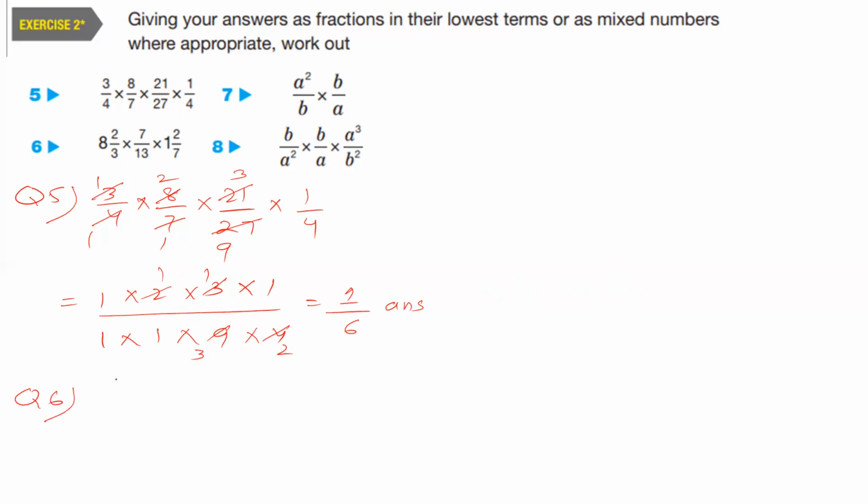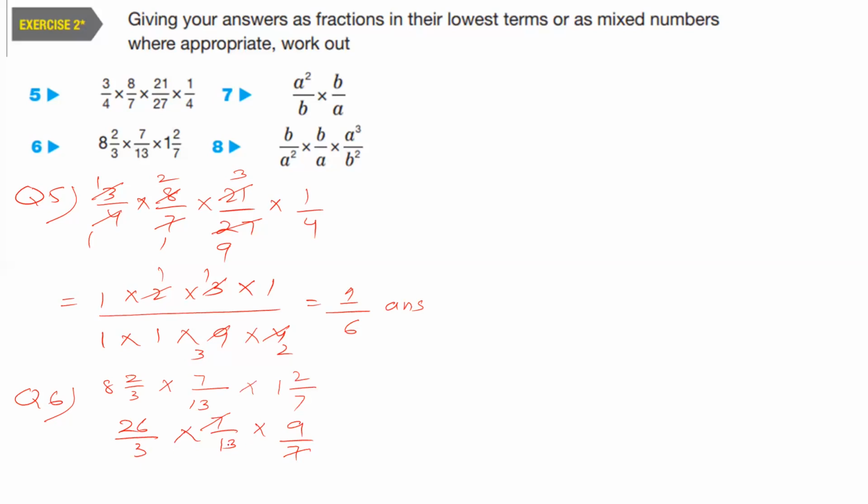8 whole 2 upon 3 times 7 upon 13 times 1 whole 2 upon 7. Now we convert them into improper fractions. This 3 times 8 is 24, 25, 26. So here you get 26 upon 3 times 7 upon 13. We write it as it is because it's not a mixed number. Now 7 times 1 is 7, 8 and 9. So 9 upon 7.